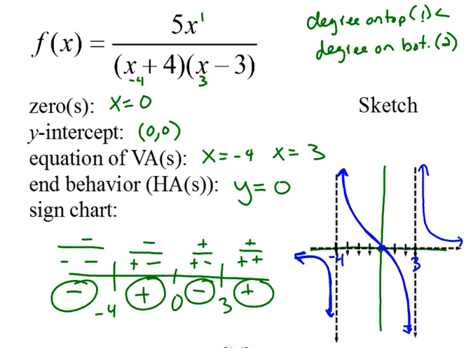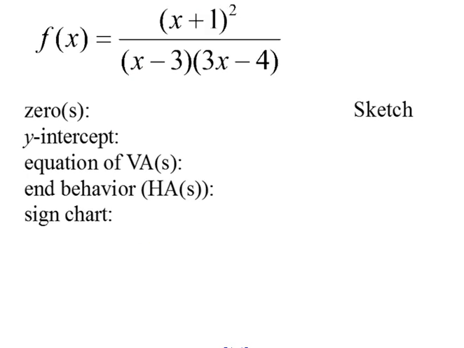All right, let's try another one. Again, stop it if you need to. This one's a little different, so I'm going to walk through this one with you. But stop it if you know it, and then pick back up if you have questions. All right, so where is our numerator equal to 0? That's where we're going to have zeros, and that's only going to be at x equals negative 1.